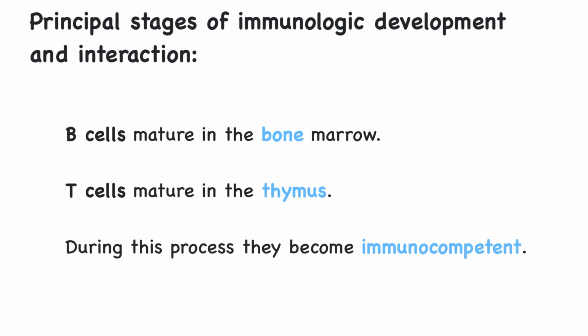The development and function of adaptive immunity occurs in a series of coordinated stages that prepare lymphocytes to recognize and respond to specific antigens. First, lymphocytes are produced and mature in primary lymphoid organs. B cells mature in the bone marrow, while T cells mature in the thymus. During this maturation process, they become immunocompetent, meaning each cell develops receptors that can recognize a specific antigen.